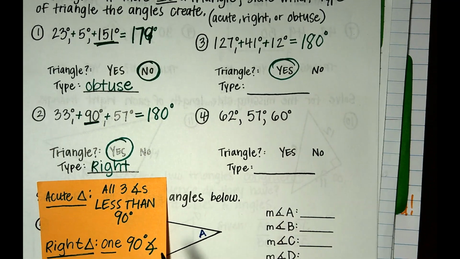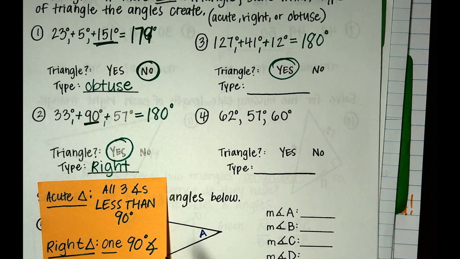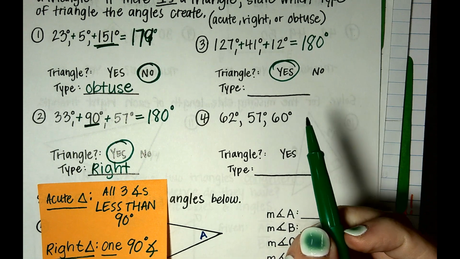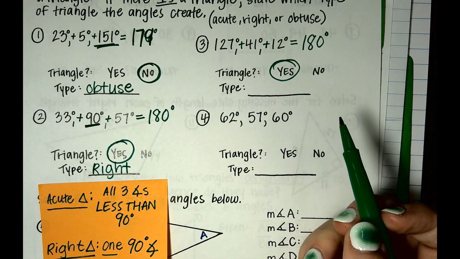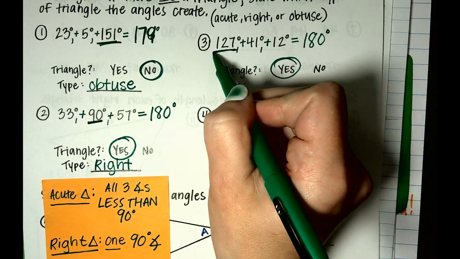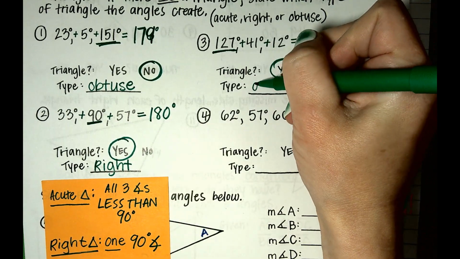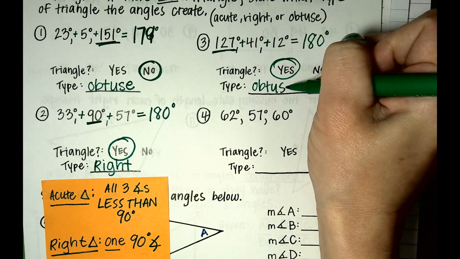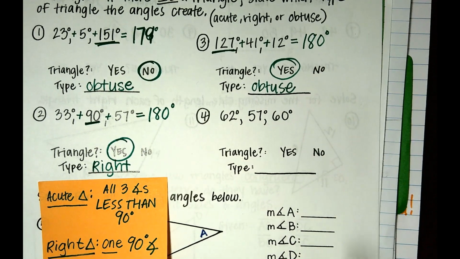Yes. What kind of triangle would it be? What type? Obtuse. Why would it be obtuse? We have an angle more than 90 degrees, 127. So this would be obtuse. Good.